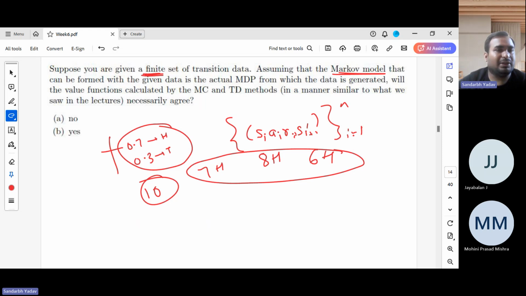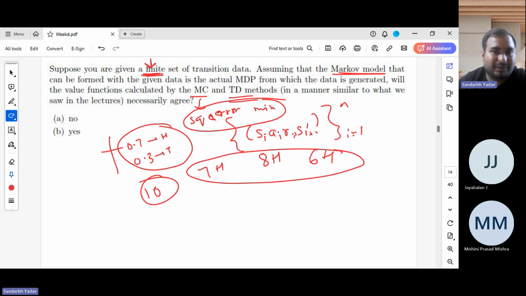So now the question is, will the value function calculated by the MC and TD methods necessarily agree? The important thing which I mentioned already before is this finite data. In finite data, we know that although MC will definitely converge to the squared error minimizer, TD will actually converge to this Markov model. But the issue is, will these two be equal? We cannot say that with finite data, because MC may converge to the squared error minimizer, and this might be different from the actual MDP.